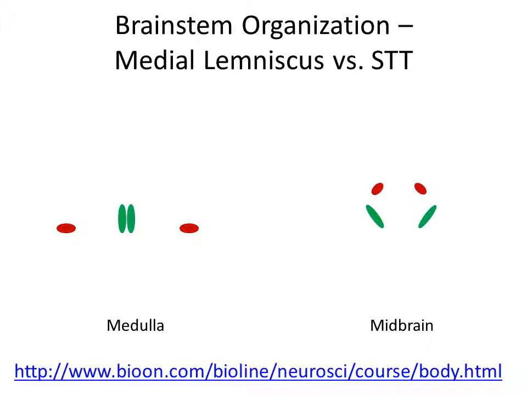This is not something you're going to be tested on. I just want to give you an idea of the location differences for the medial lemniscus when we're in the caudal medulla as compared to once we get into the midbrain. The red circles or ovals represent the spinal thalamic tract. The green ovals represent the medial lemniscus.